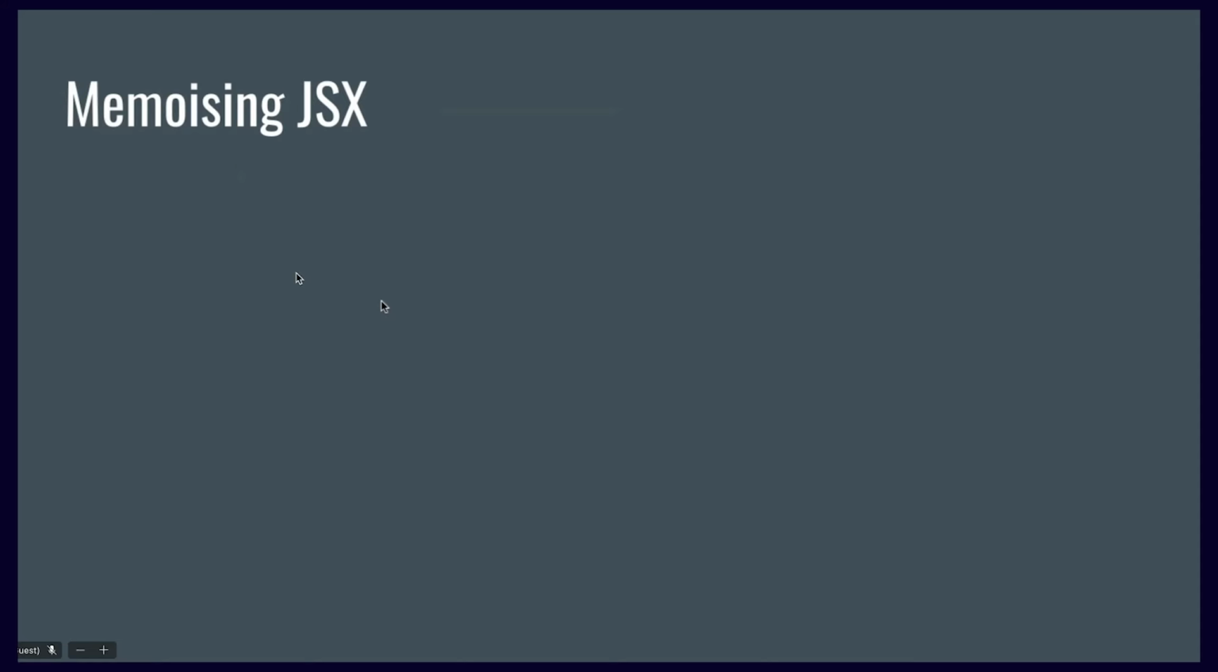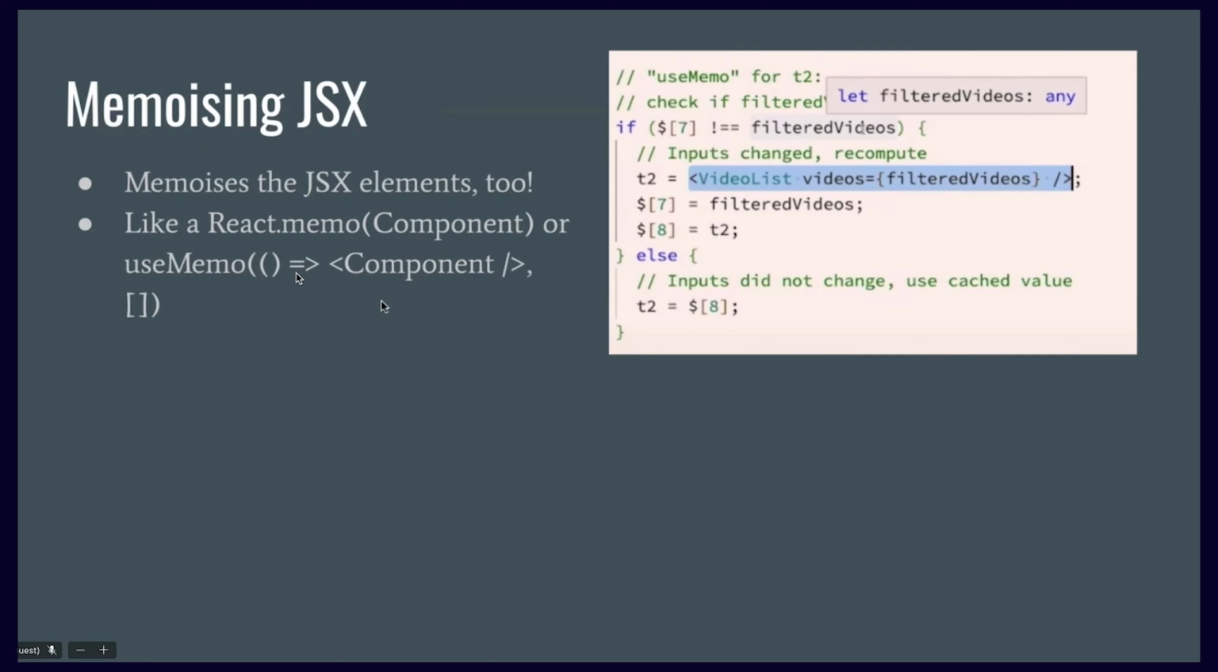So another really cool thing it does, better than humans again, is memoizing JSX elements and components. So for example, a React memo can also memoize a component, but there are things that it does which we wouldn't normally do, like using a useMemo within a component in order to memoize another component that's relying on data within that component.